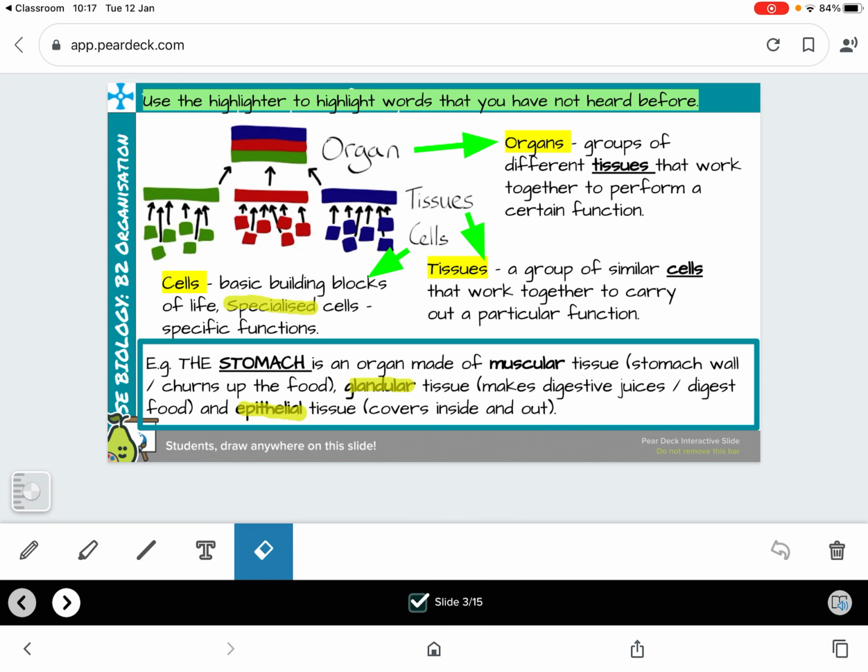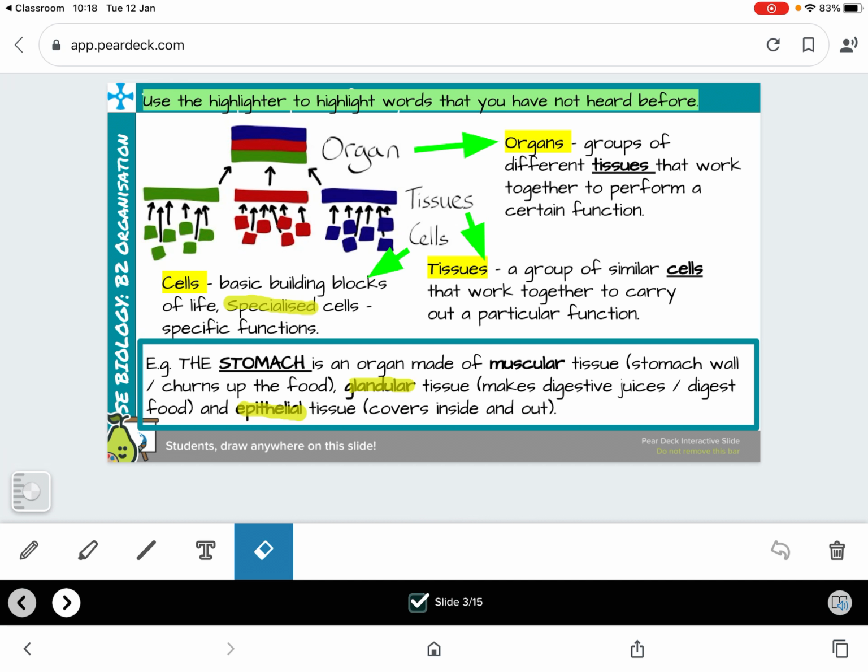Okay, then I asked you to read a couple of slides of information and to highlight words you didn't understand. So I have highlighted the words that came up a lot from different people. But basically what we're looking at here with organization of life is that everything living is made of cells, and that cells will join together to make tissues. If you look at this diagram, you can see that similar cells work together to make a tissue. And then different tissues will work together to form an organ. So organs are groups of different tissues that work together. Tissues are a group of similar cells, and cells are the basic building blocks of life.